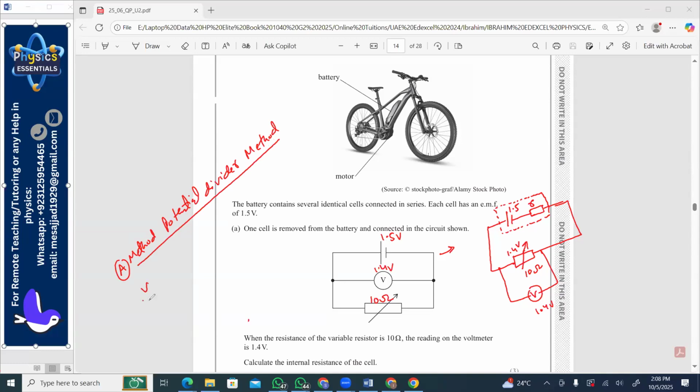So for this, you need to remember this equation: small v over capital V equals small r over capital R. Small v is always for the chosen component and small r is the resistance of the chosen component, and capital V is the total voltage of your circuit and capital R is the total resistance of the circuit.